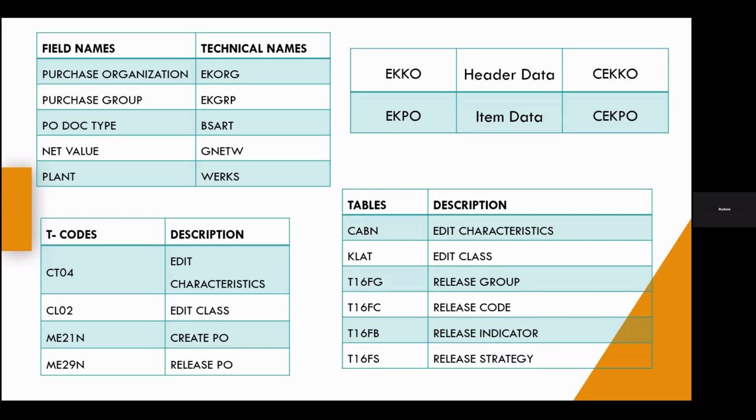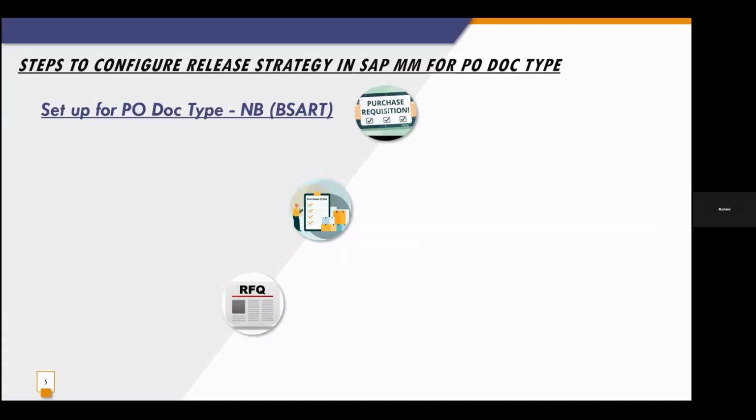So these are all the technical names, tables and T codes we need for the configuration of the release strategies. Next, how to configure the release strategy? First, we set up the configuration for the document types, that is the NB document type. The first one is edit characteristics. The first step to configure the release strategy is edit characteristics.